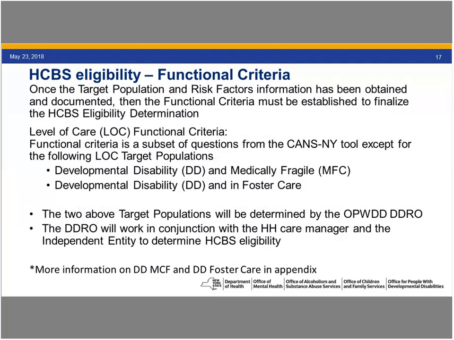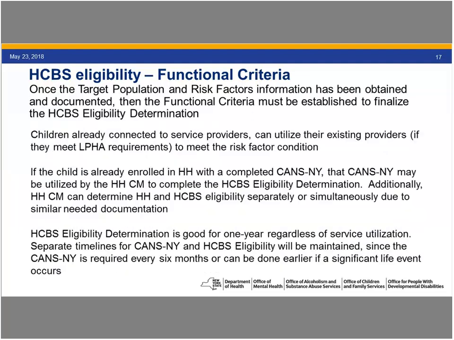Once you have completed all of the risk factors and obtained the appropriate documentation, you're now moving to the functional criteria, which is a subset of questions from the CANS tool that will determine whether or not the child meets LOC level of care. For developmental disabilities and medically fragile target population in developmental disabilities and a child in foster care, this process is determined by the OPWDD DDRO. So the DDROs will work with the health home care managers and the independent entity to ensure the completion of the HCBS process occurs and that eligibility is known to the IE and the care manager so that they can proceed with development of the plan of care. And again, this information regarding developmental disabilities has been posted previously and is in our appendix.